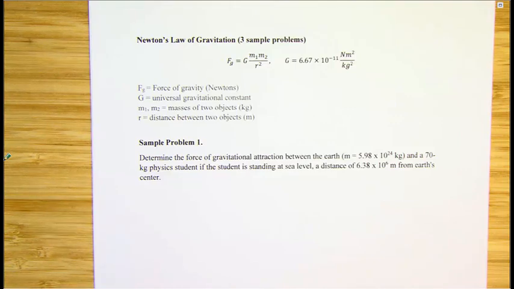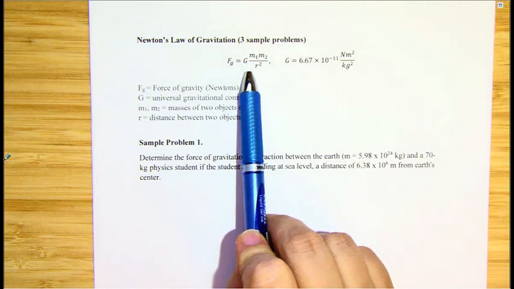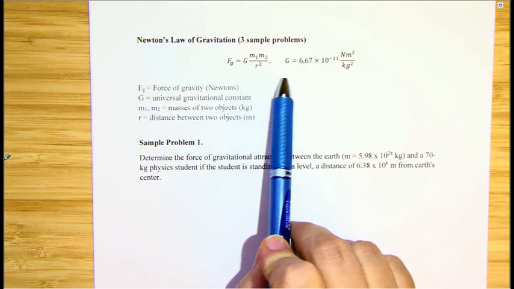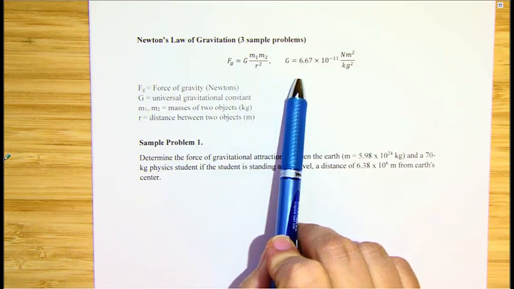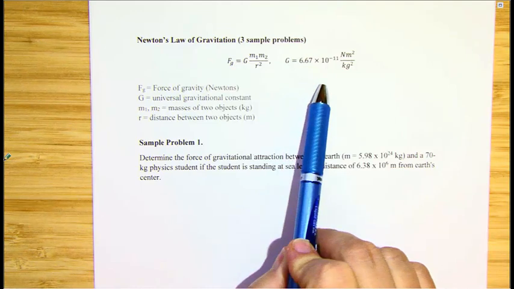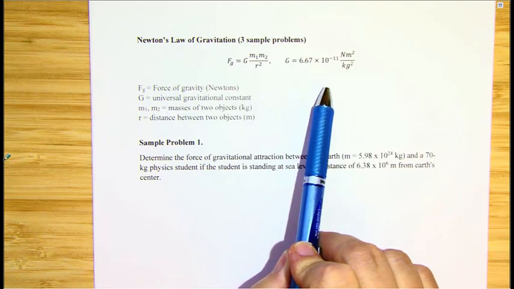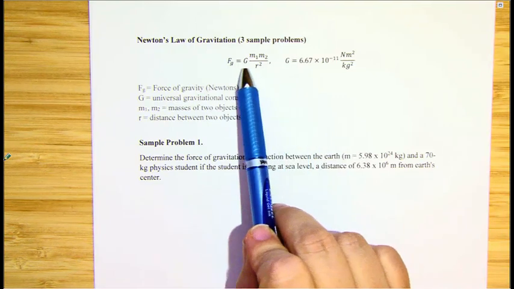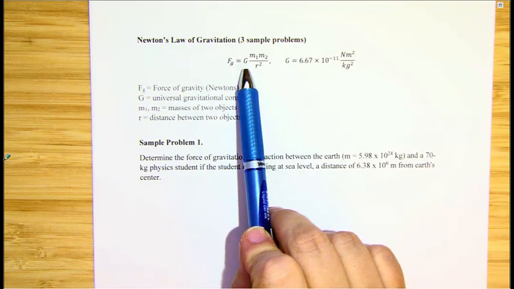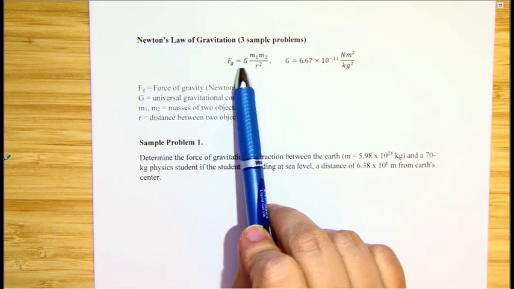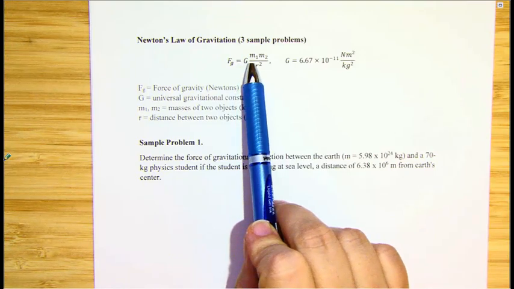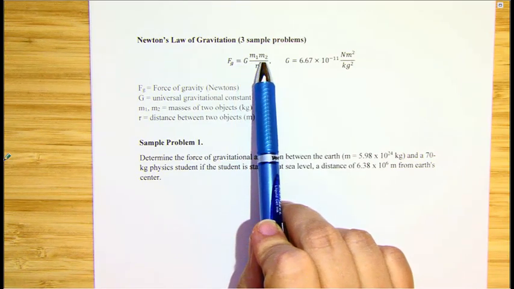So Newton's law of gravitation is that the force of gravity in newtons is equal to this universal gravitational constant called G, capital G, and that's equivalent to 6.67 times 10 to the negative 11 newtons meters squared per kilogram squared. You don't need to memorize this number, you just need to be able to use it in this equation whenever it comes up. So the force of gravity is equal to this gravitational constant G times the mass of one object times the mass of another object.